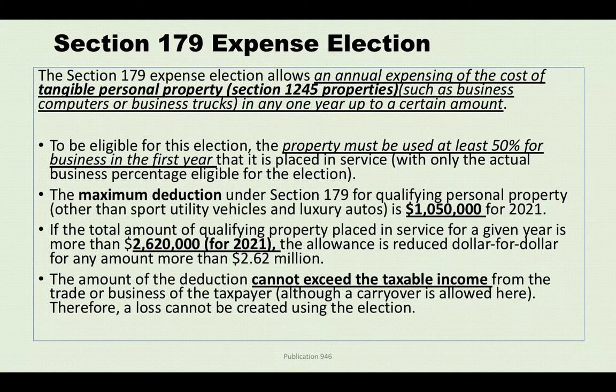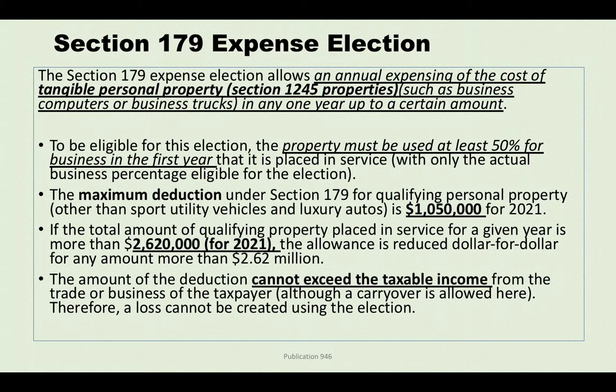That's why there's another one called bonus depreciation. There's no limit on it, so you can probably use that for big ticket items, like an airplane. I will talk about bonus depreciation in another video. The last thing is that the amount of the deduction cannot exceed the taxable income from the trade or business of the taxpayer. Although carryover is allowed, a loss cannot be created using the election.